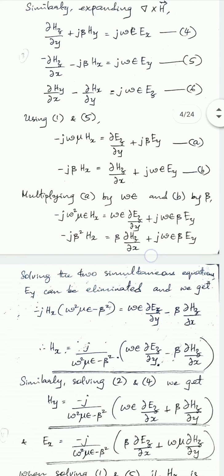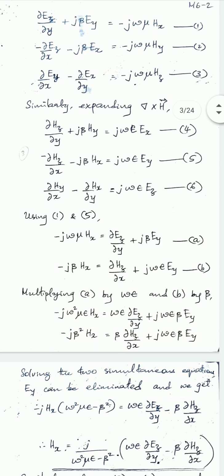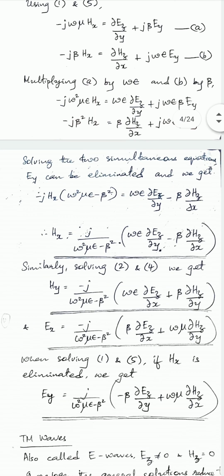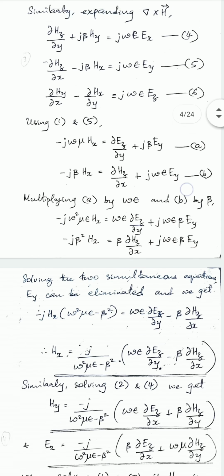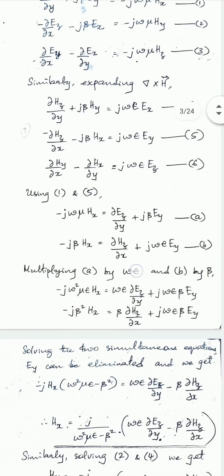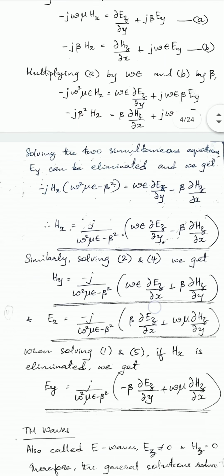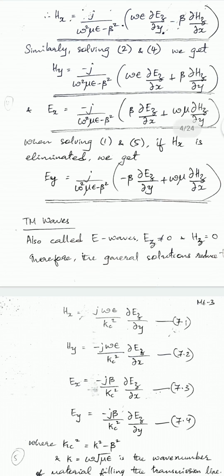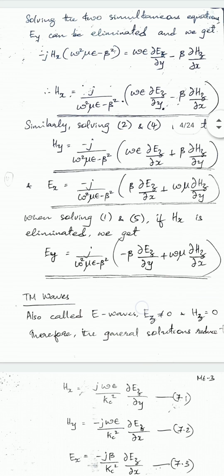So using equations 1 and 5, first we find Hx, and then using equations 2 and 4 we find Ey. Using 2 and 4 we will get Hy. So after finding Hx and Hy we can find Ex and Ey also. So these are the general expressions for the components Hx, Hy, Ex and Ey.